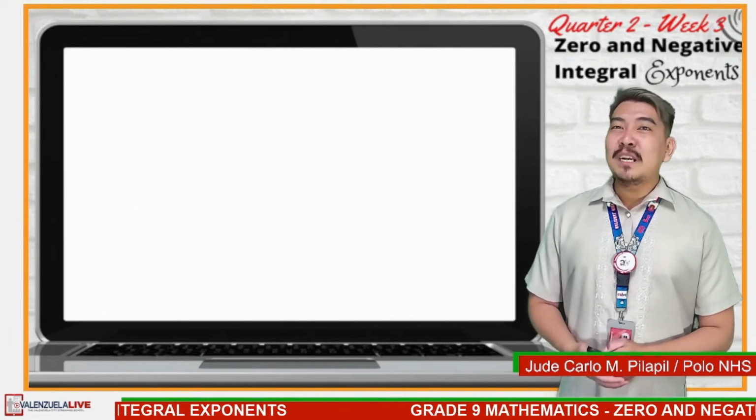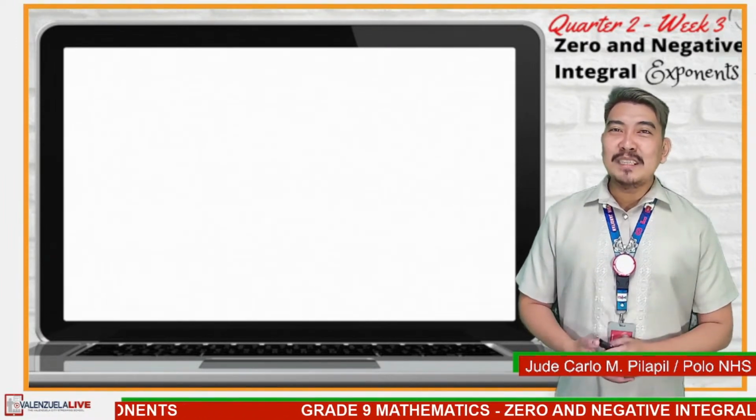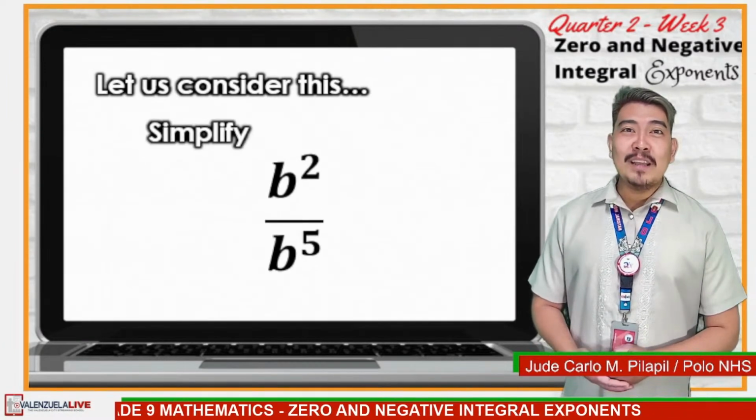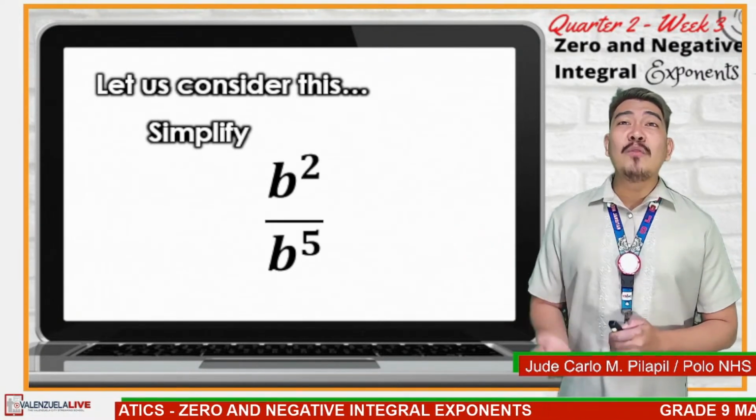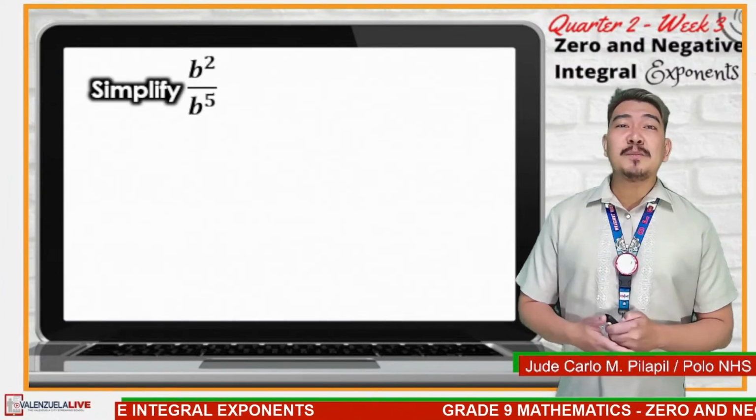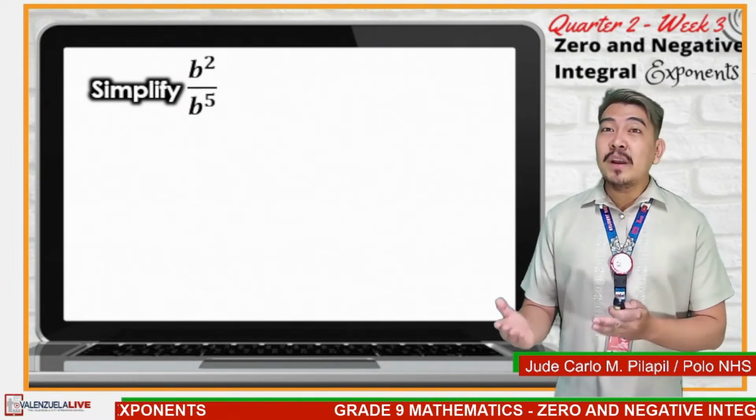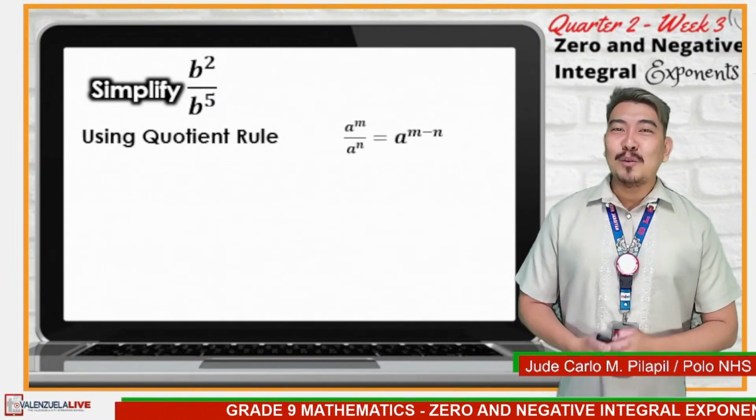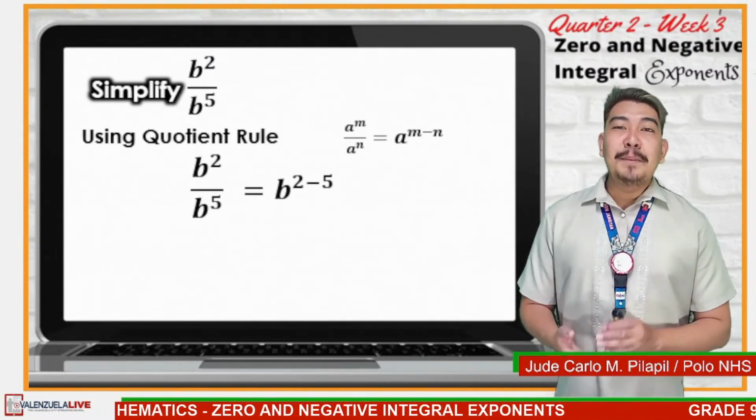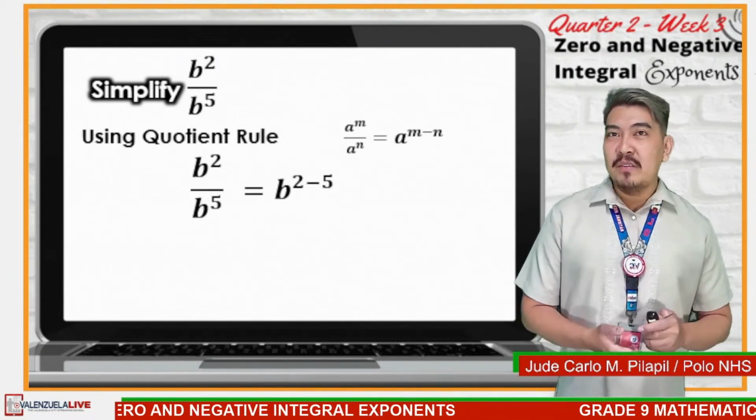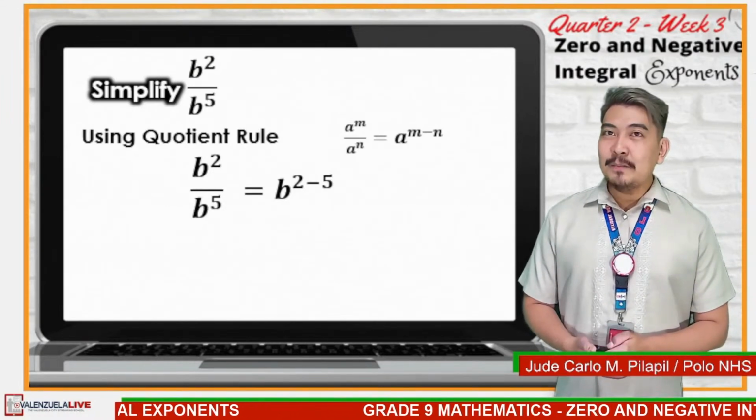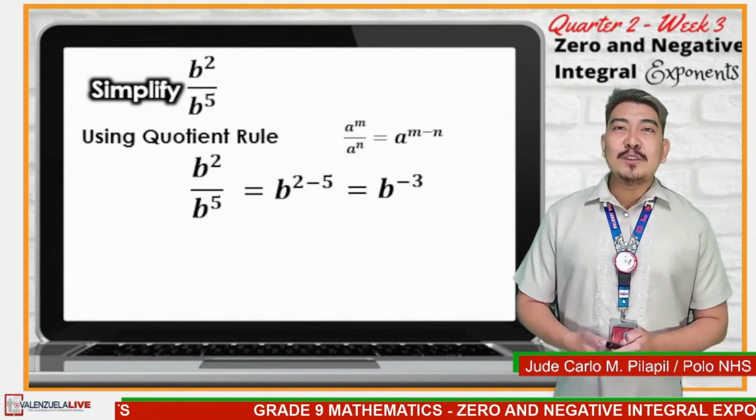So after dealing with the zero exponent rule, let us have the next topic. Let us consider this. How are we going to simplify the expression given by b squared over b raised to 5? Just like what we did in the case of the zero exponent rule, we can simplify b squared over b raised to 5 using the quotient rule. b squared over b raised to 5 is just equal to b raised to 2 minus 5. Subtracting the exponents, 2 minus 5 will result in negative 3. Hence, we have b raised to negative 3.